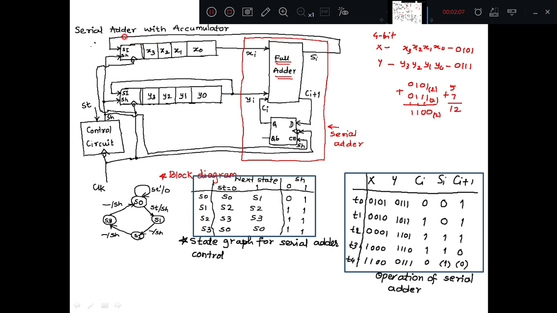Now here addition should happen serially. First the x0, y0 bits you need to add. If carry is generated, carry should be propagated, then you add the x1, y1 bits. Initially carry in is 0.